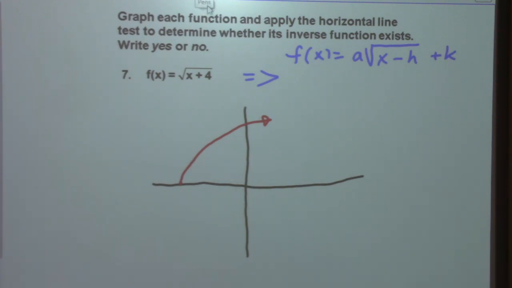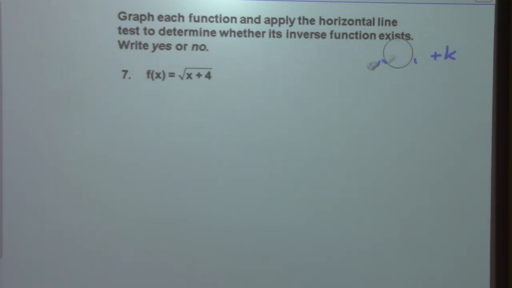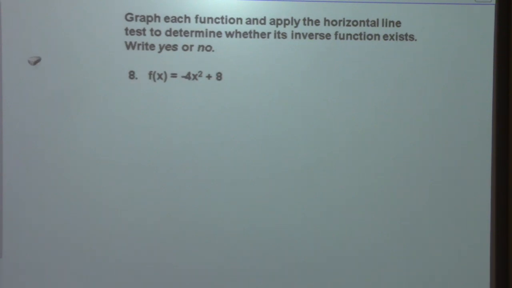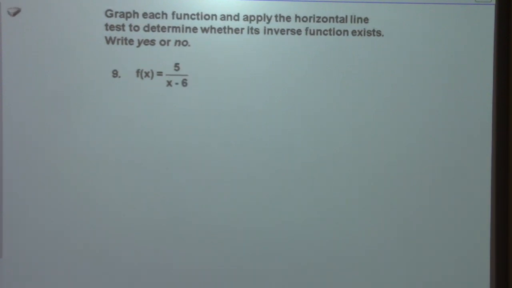And so does this thing pass the horizontal line test? Yeah, it does. Okay. And that one's a quadratic, a negative quadratic.